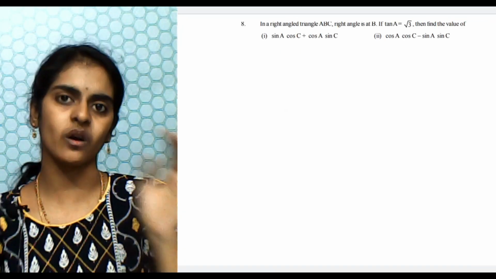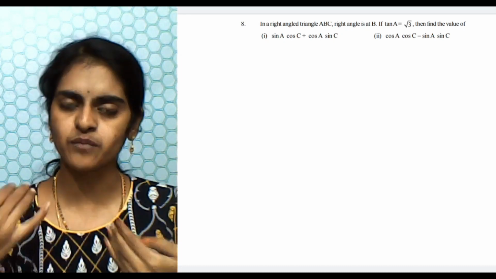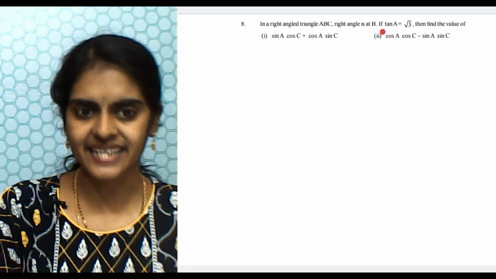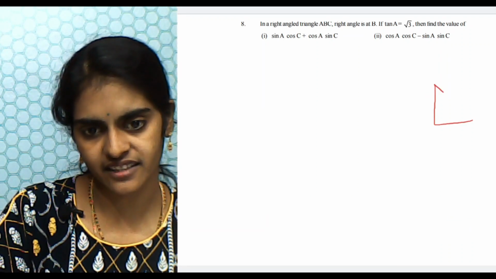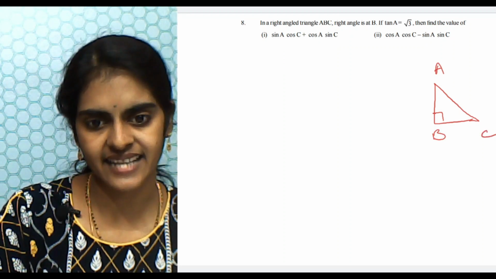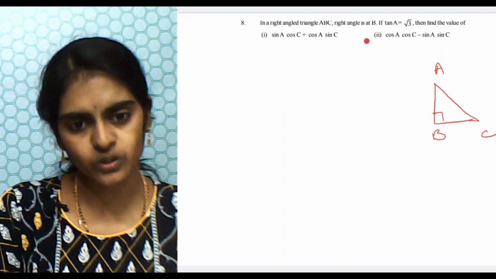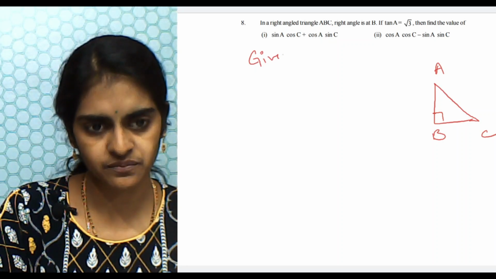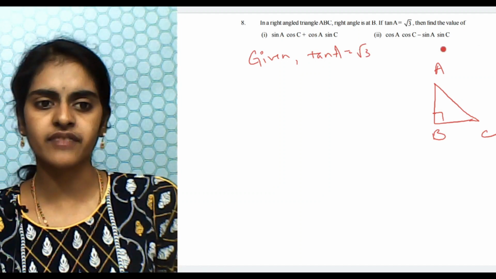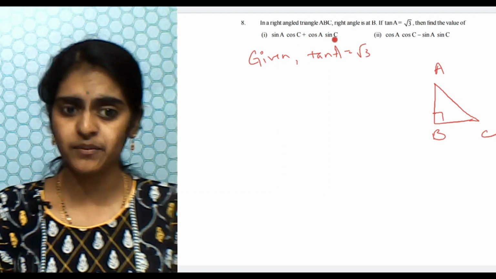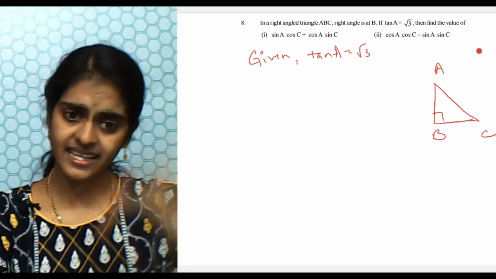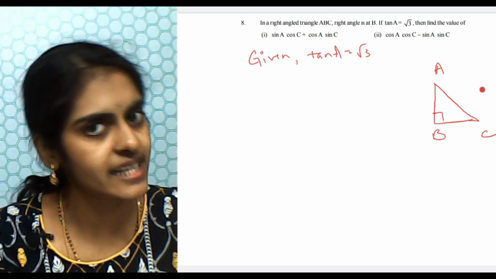Firstly, we found all the three sides of a triangle, then simple substitution, isn't it? Now see here, in a right angle triangle ABC, right angle at B, let us take this as AC. Tan A is root 3. Given tan A is root 3, you have to find the value of sin A cos C plus cos A sin C, and cos C minus sin A sin C. For this, firstly you have to find all the three sides of the triangle.